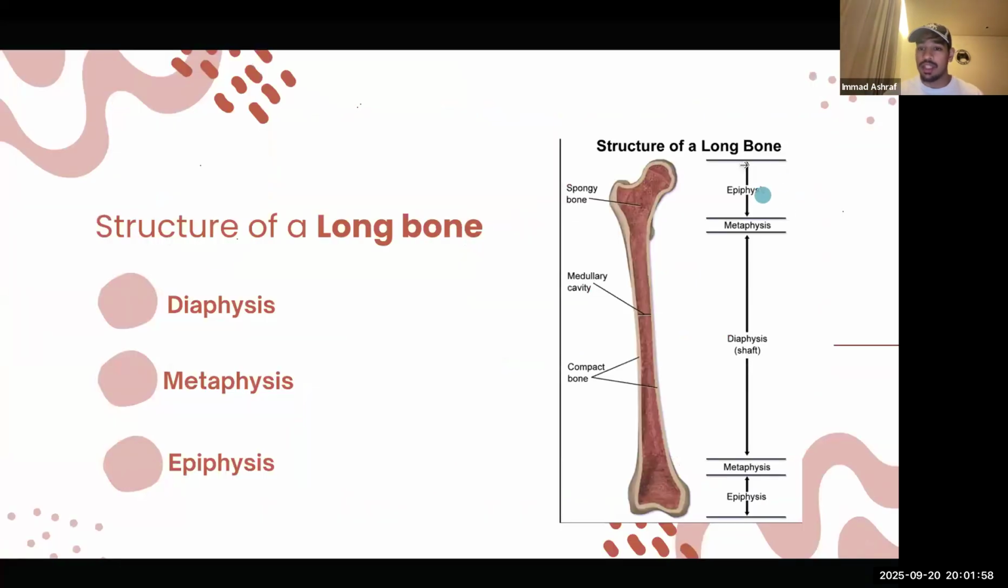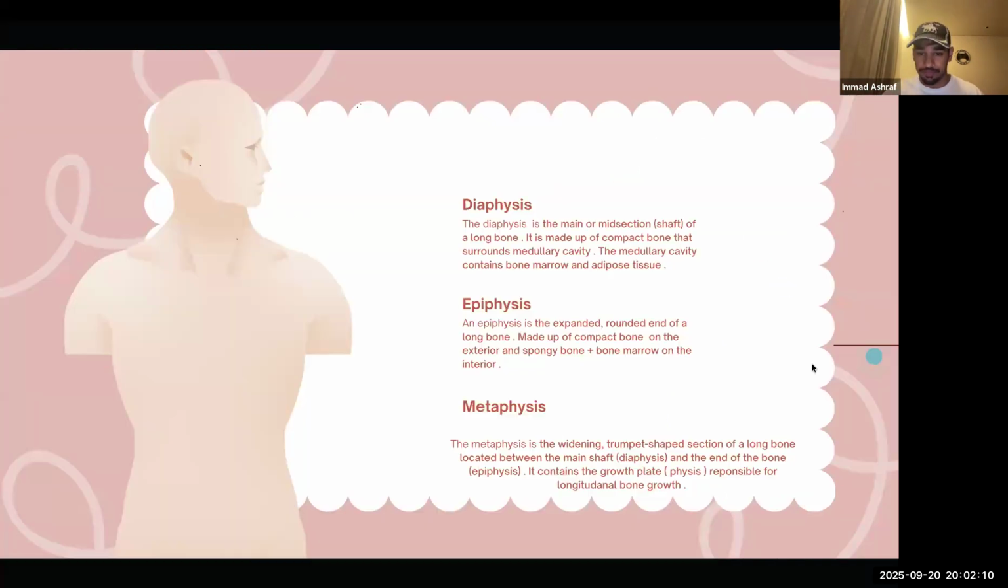So on this diagram, you can see the epiphysis, the rounded part. It's not rounded, but it's like its expansion. And then outside you have compact bone. Within the compact bone, you have spongy bone, and then you also have bone marrow, right?